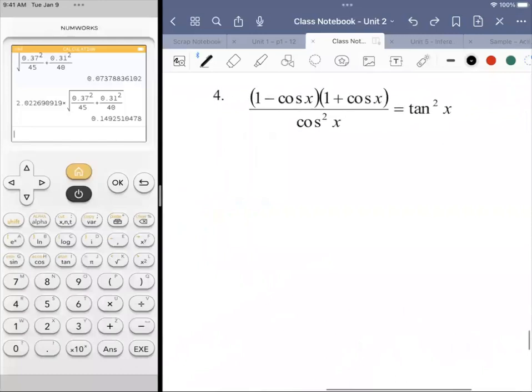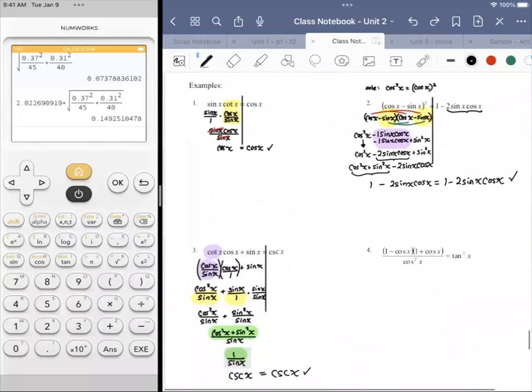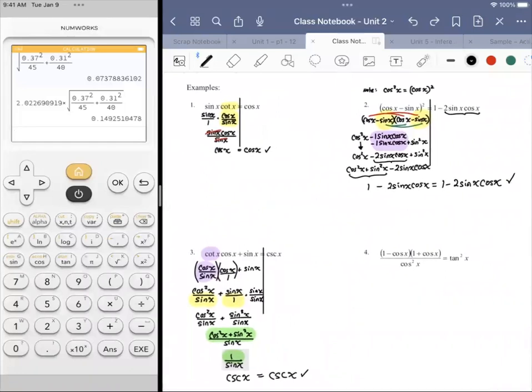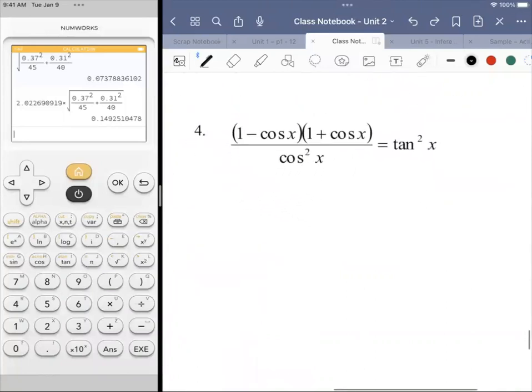Number 4, so far, if you compare it to everything else on the page that we've done, looks like it's the most complicated one. It's actually, out of the ones that we did, probably tied with number 1 as the easiest. Don't take my word for it. When you distribute out the top, something really nice happens.